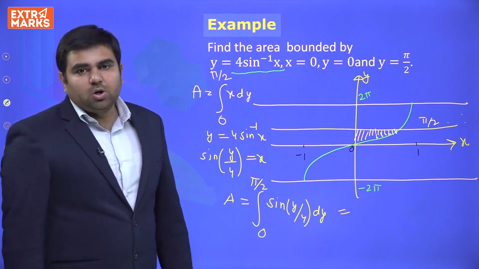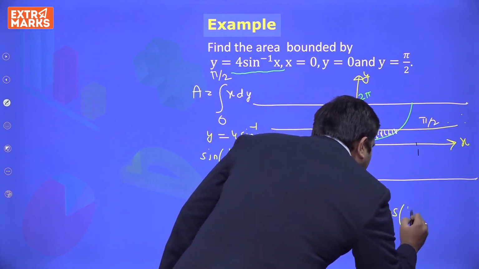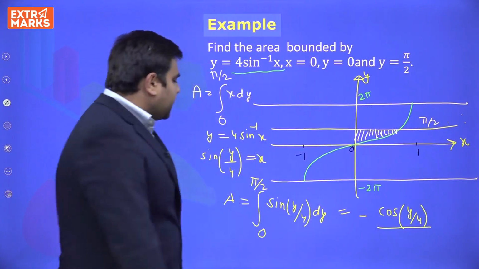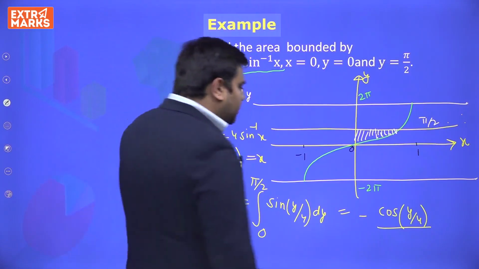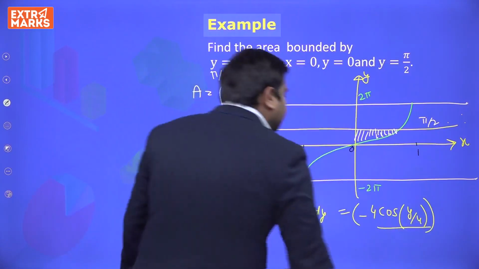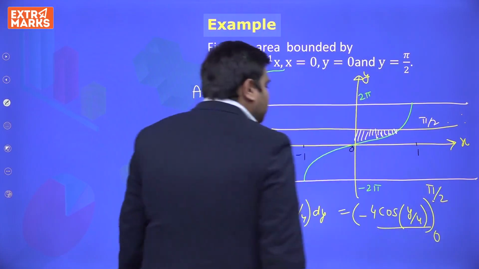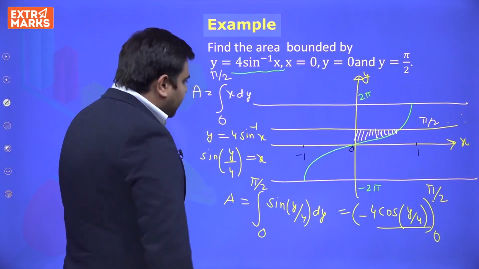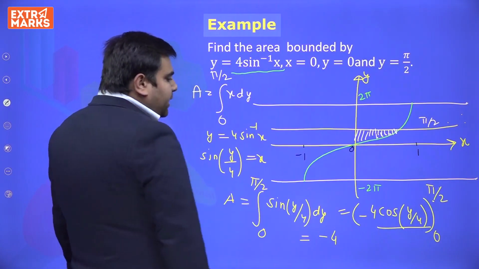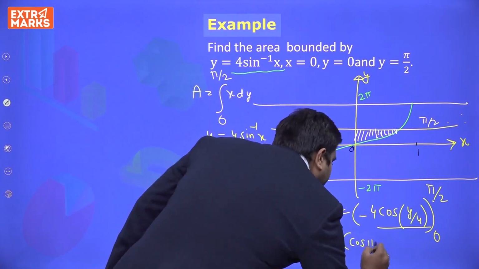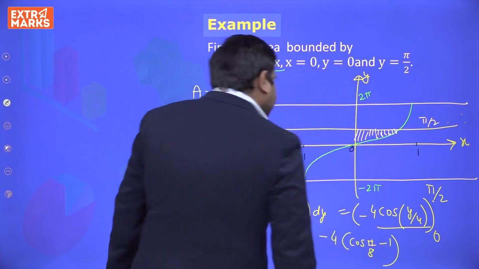So the integral of sine is minus cos. This comes out to be minus cos of y by 4 upon 1 by 4, and this varies from 0 to pi by 2. Now what would be the final answer? The final answer would come out to be minus 4 times cos pi by 8 minus cos 0, which is 1.